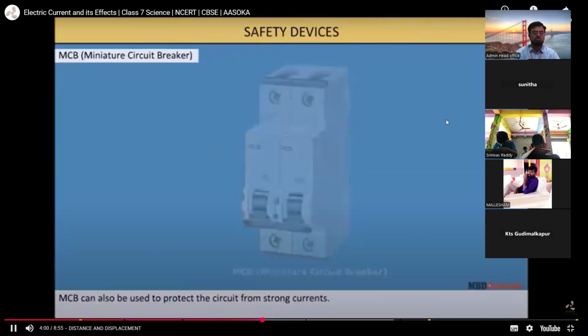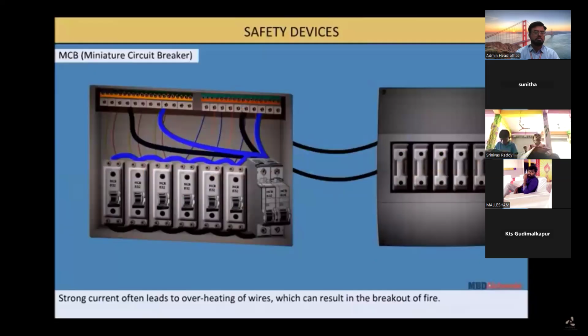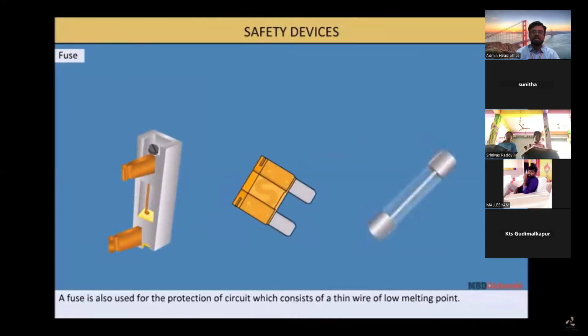Strong current often leads to overheating of wires, which can result in the outbreak of fire. A fuse is also used for protection of a circuit, which consists of a thin wire of low melting point.